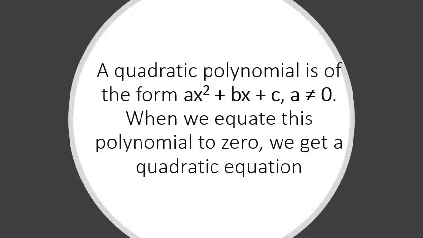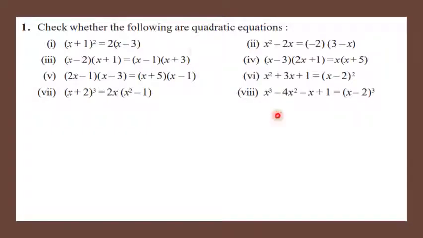A quadratic polynomial is of the form ax square plus bx plus c, where a is not equal to 0. When we equate this polynomial to 0, we get a quadratic equation. So when we put ax square plus bx plus c equal to 0, then it becomes a quadratic equation. When the equal to sign comes, then it becomes an equation. Okay, so now let us check whether the following are quadratic equations.